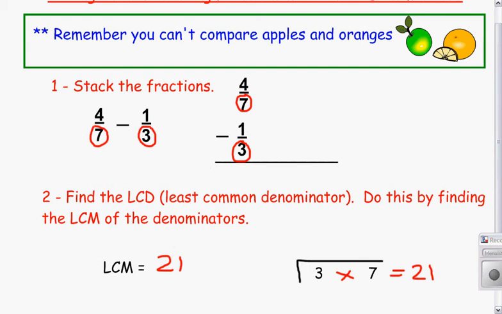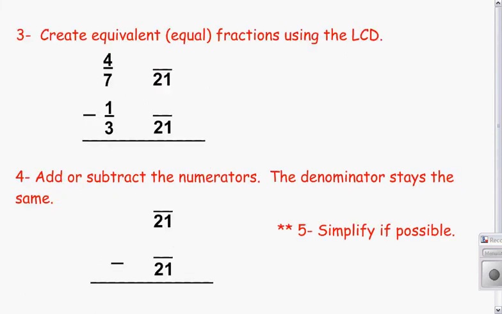Now I'm going to use this information to create equivalent fractions. Okay, so basically what I'm doing is I'm trying to create a fraction that's equal to 4/7 and equal to 1/3 that have 21 as my denominator, because then I'm comparing apples and apples, and as we know from our previous lesson, that makes life a lot easier.